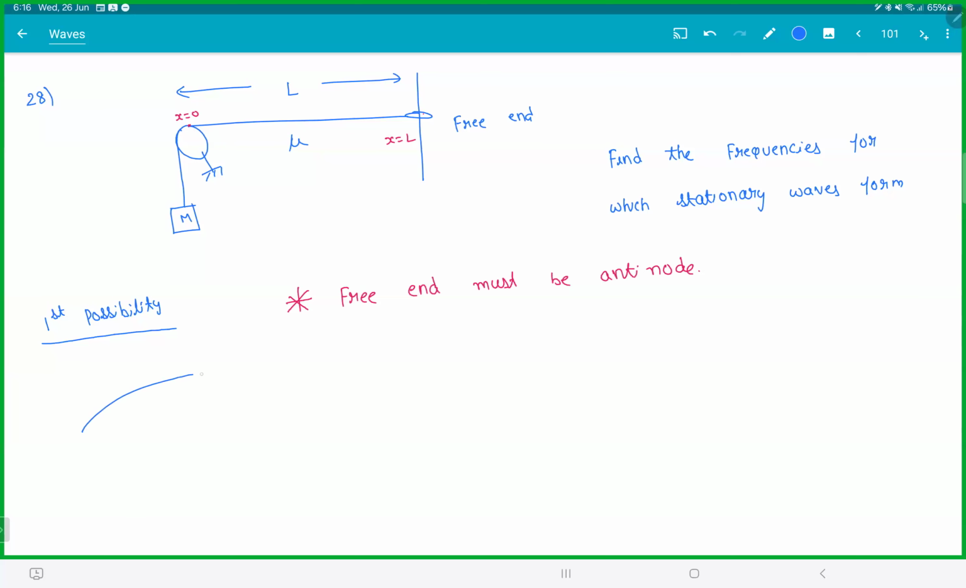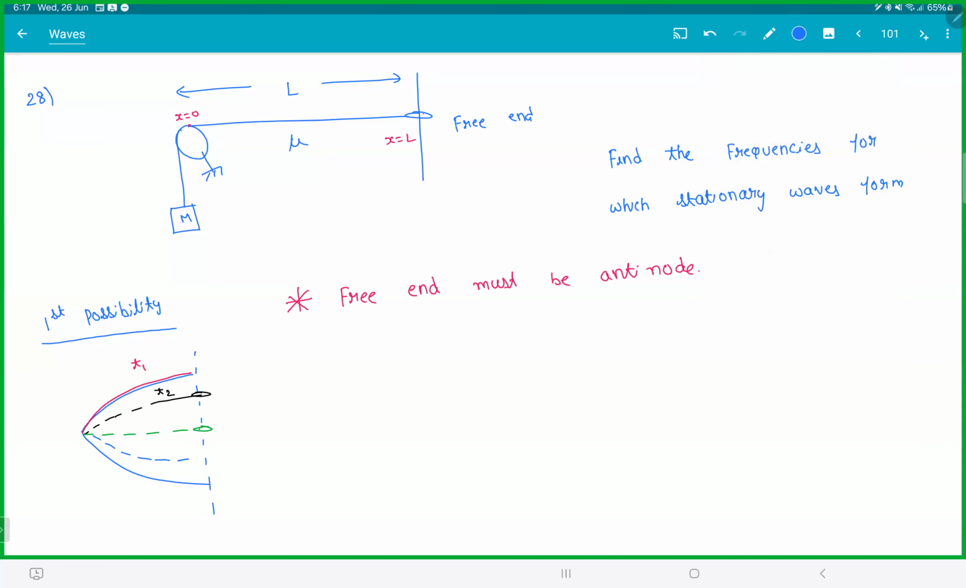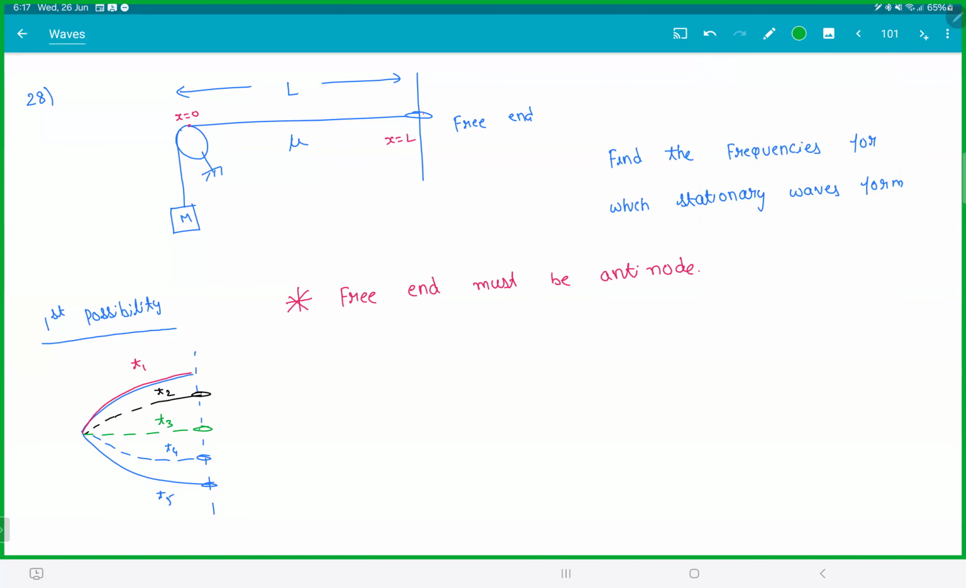So the first possibility will be like this. Again, remember what is the meaning of this? These are different possibilities of the string. So the string is here at T1. Then the string comes here like this, T2. And then the string became flat. And then the string became like this. And then like this. So basically, these are different positions of the string. It oscillates so fast, it looks like a half loop.